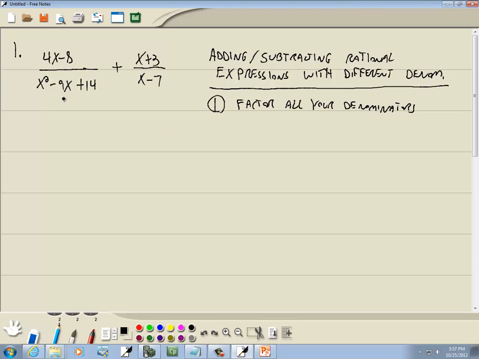So this first one here is the PSD method. The top part is 4x minus 8, and the bottom part is x minus 2 times x minus 7. I won't show all the steps for factoring anymore. If you're not very comfortable with factoring, I'd recommend you go back and watch those videos where we go over these methods.